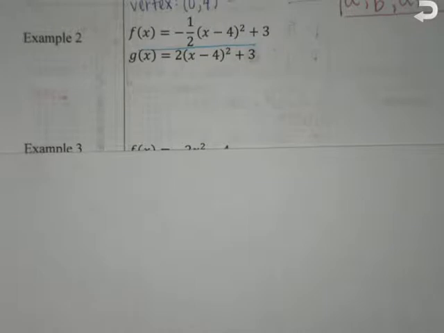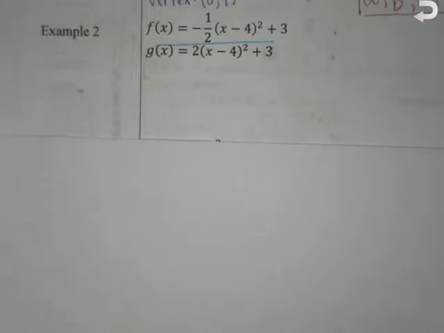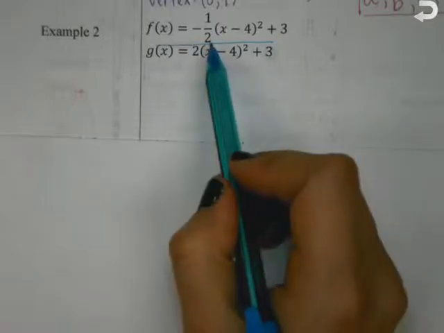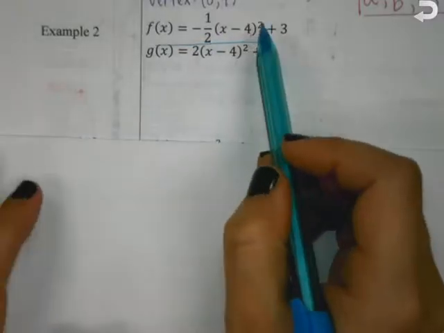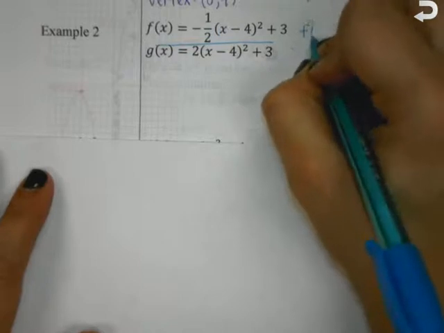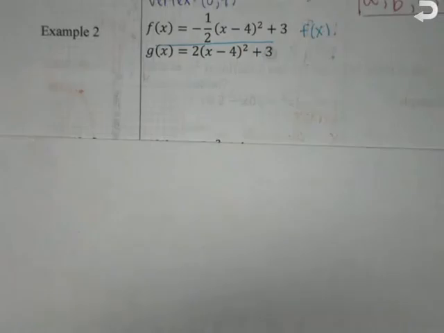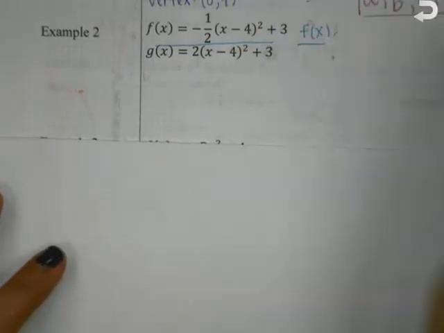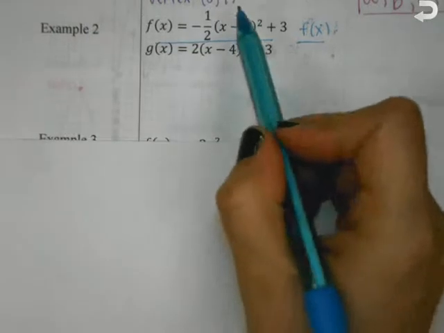Okay, so because I didn't have to add anything else for this one, I'm not going to rewrite it. I'm just going to write f of x, because I would really like to write these side by side. So, f of x, is that one opening up or down? Down.